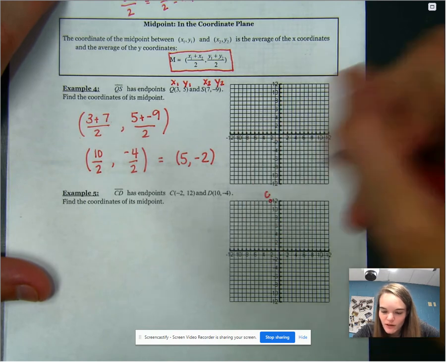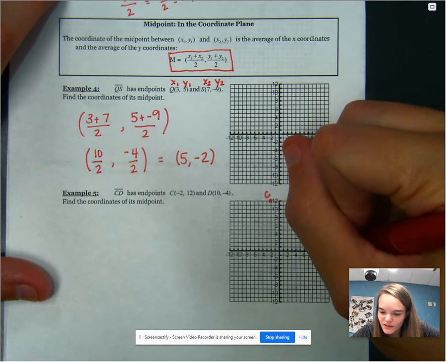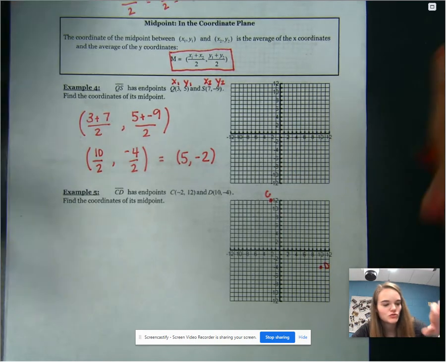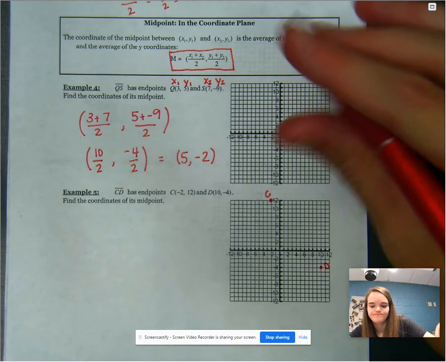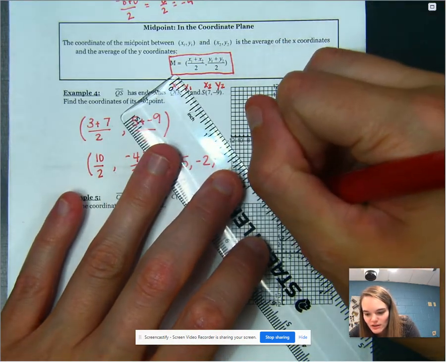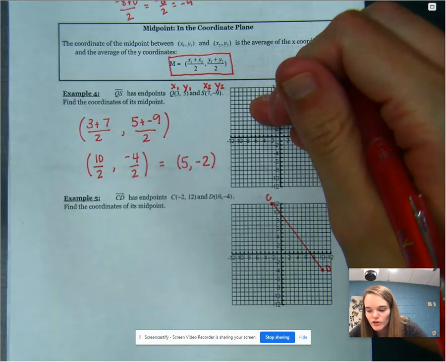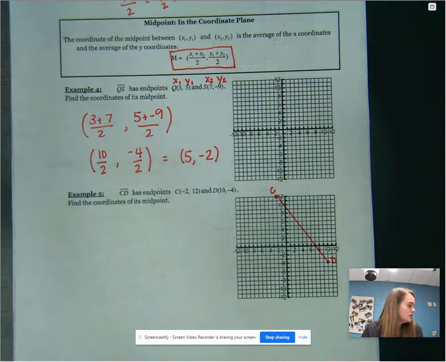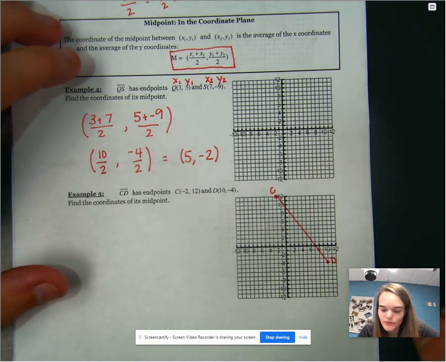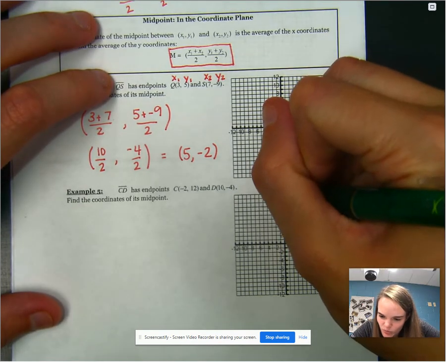There's C. And D is at 10, negative 1, 2, 3, 4. There's D. I'm going to draw this with my straight edge. It's still a straight edge because I'm not measuring. All right, here's how you can do this with a coordinate graph. I can actually count slope.